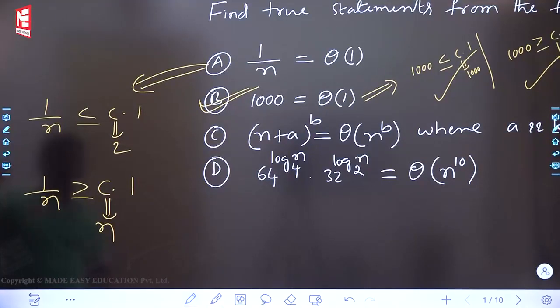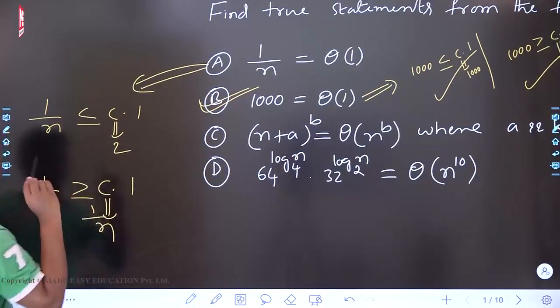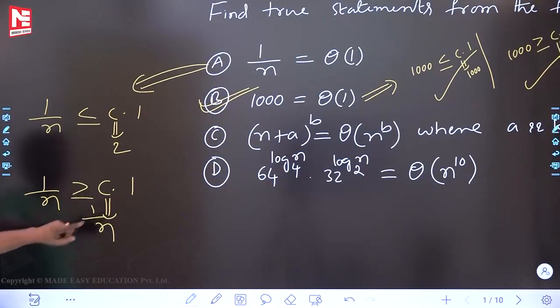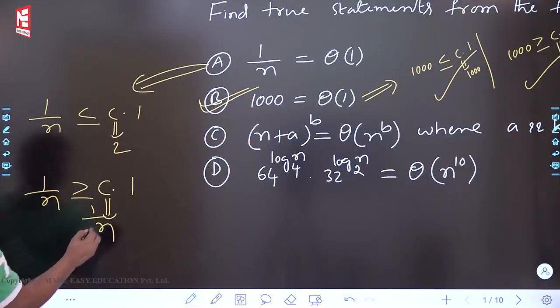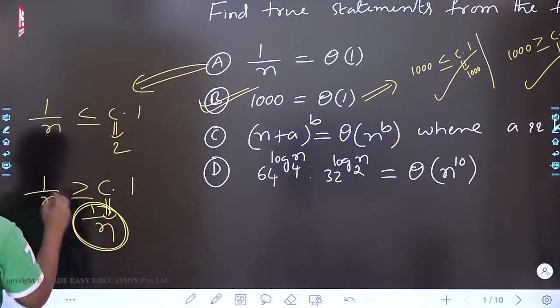N or what? I think 1 by n. C value 1 by n. If I take C as 1 by n, then 1 by n is greater than or equal to 1 by n. Then only 1 by n is a function. 1 by n is a function. So, you cannot take that.